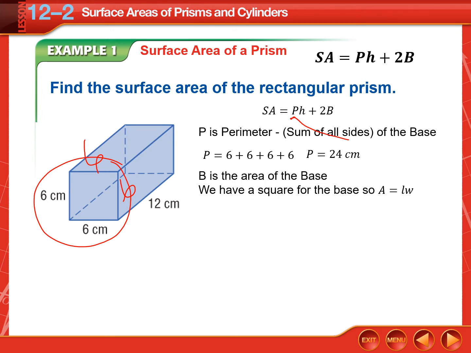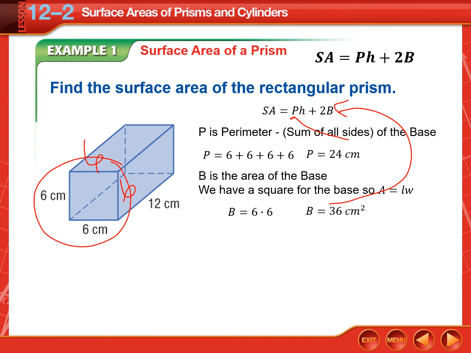Now we need big B, which is the area of the base. I chose a base that's a square, so that's the same as length times width, 6 times 6. So my base is 36. I'm going to use that right there.